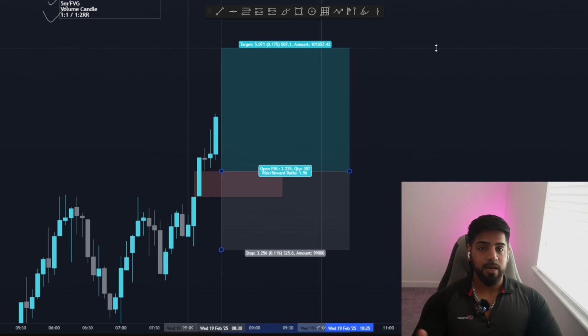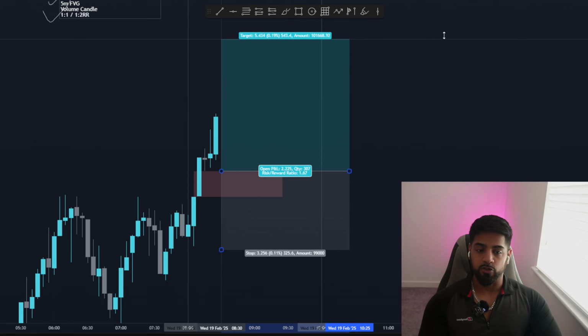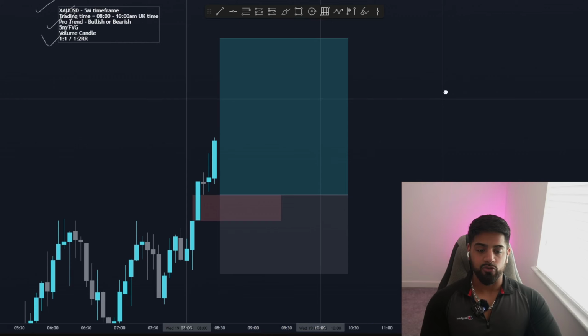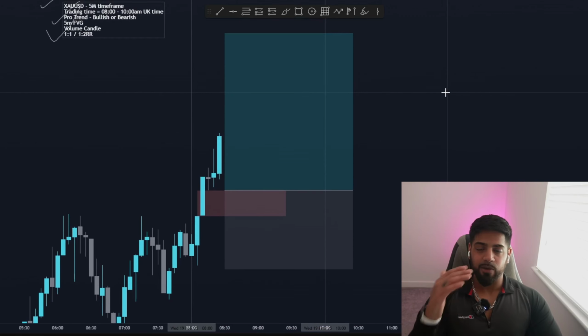Now in this case, I was happy with my profits and I took profits at a 1:2.5 risk to reward. But for the example, we're actually going to put it to a nice 1:2 risk to reward. So that is our trade done.